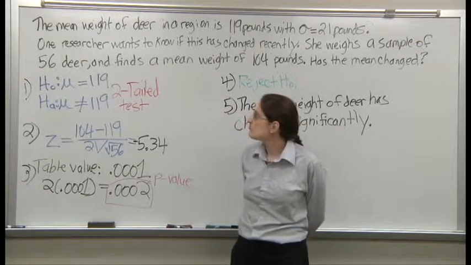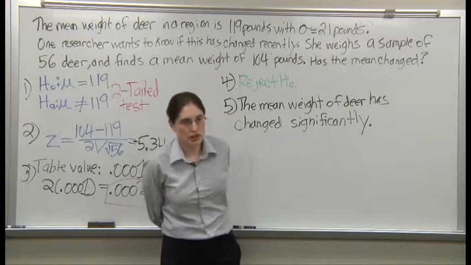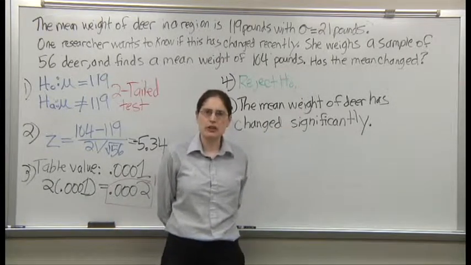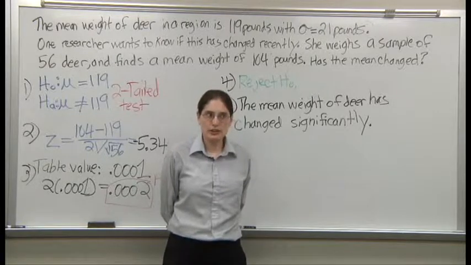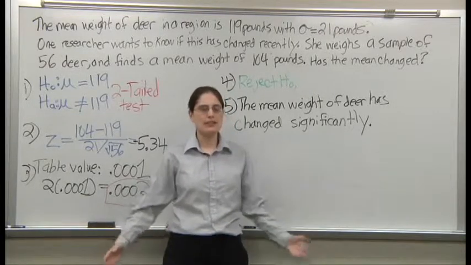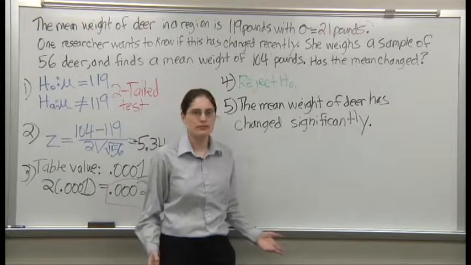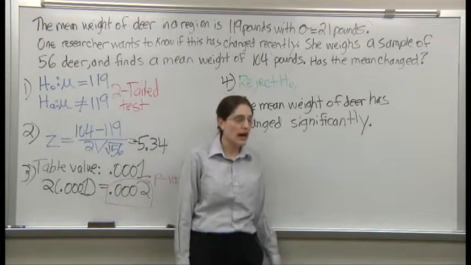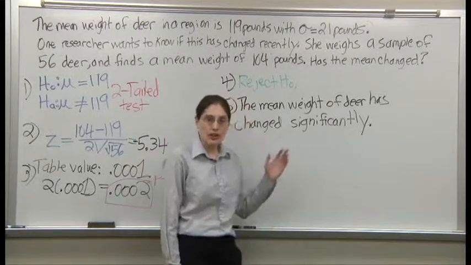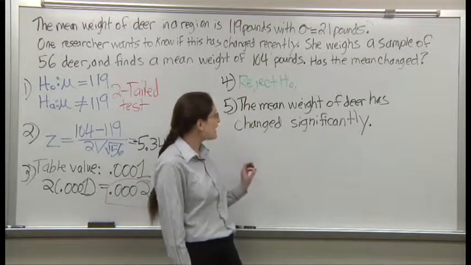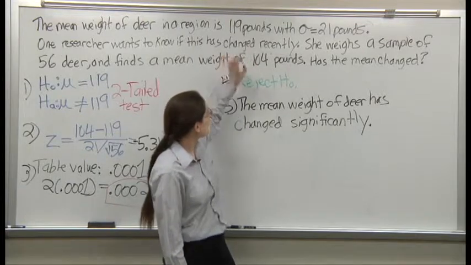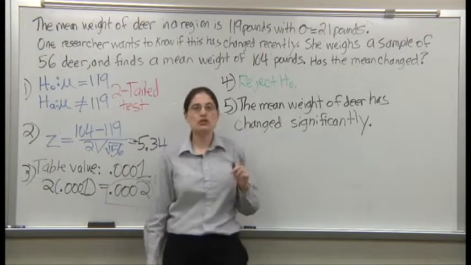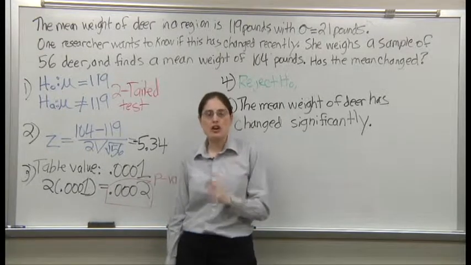So this researcher could go to the government and say, hey, the deer have gotten much smaller this year. What's going on? Why is this happening? Why are the deer smaller? Of course, that would take another experiment to figure out why the deer are smaller. All this one has proved is that the average weight has decreased by an amount too big to be a coincidence.